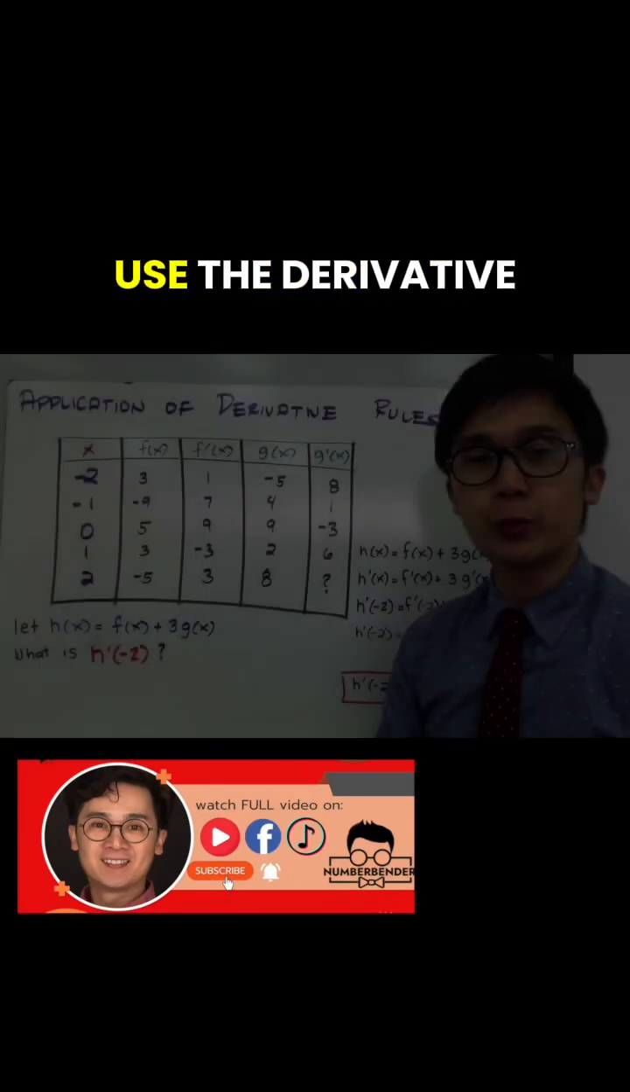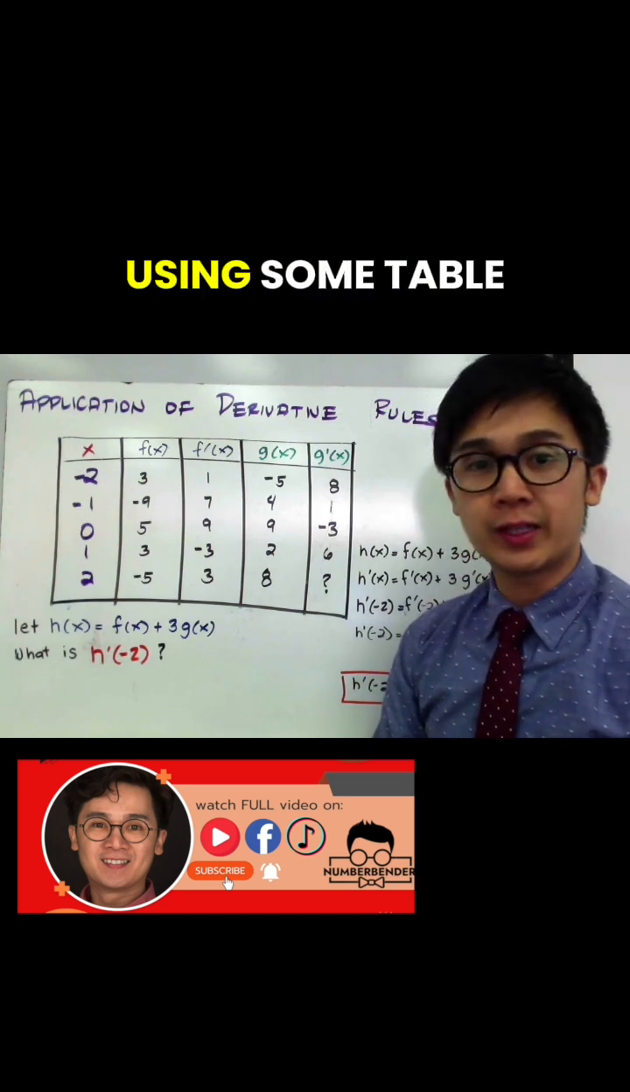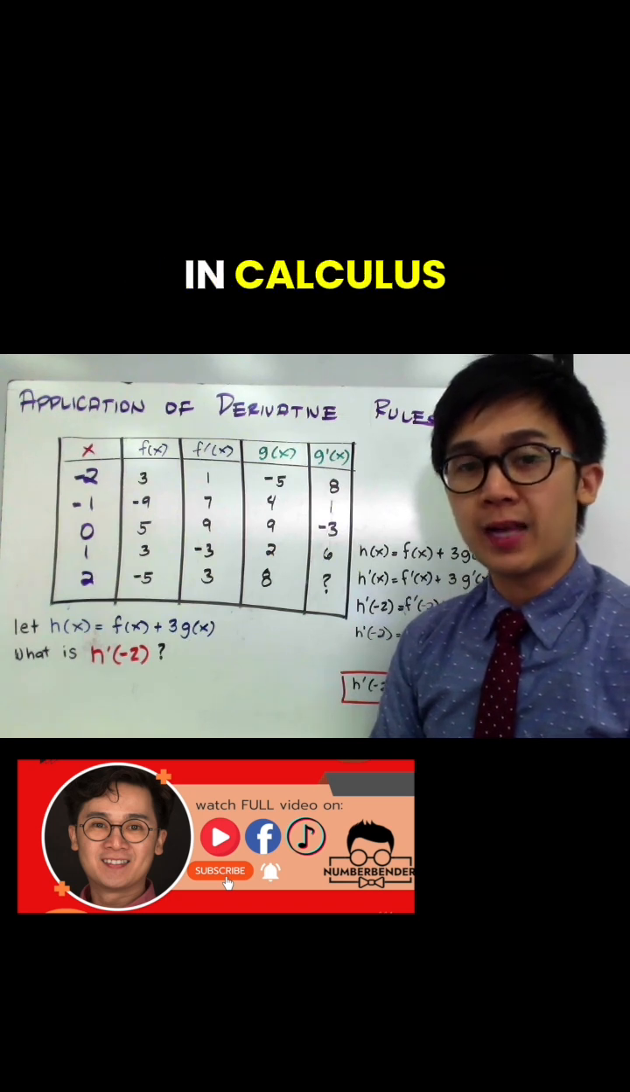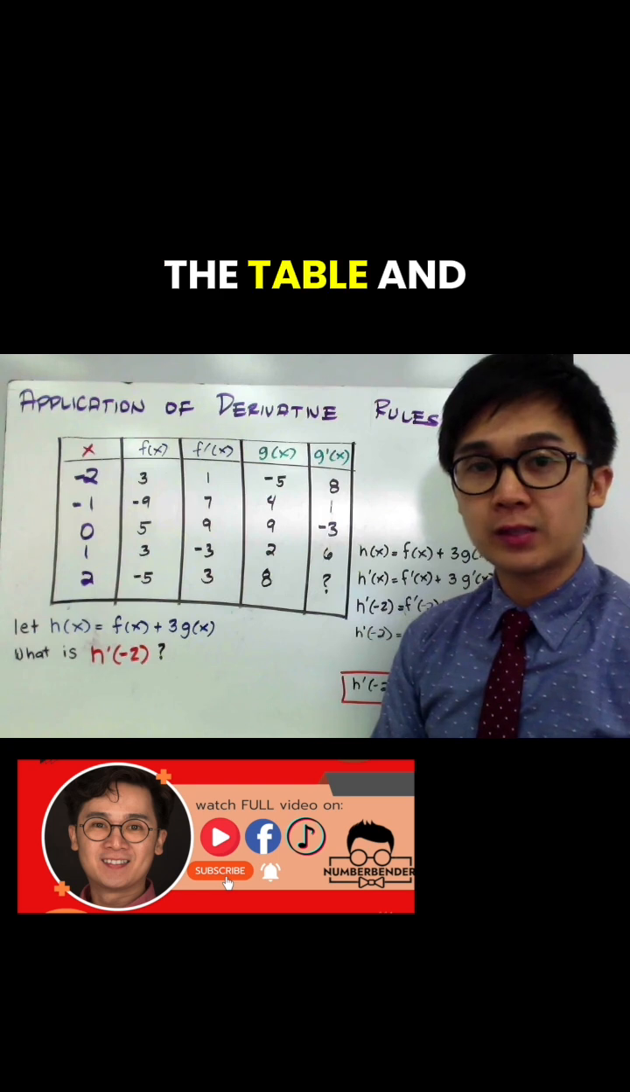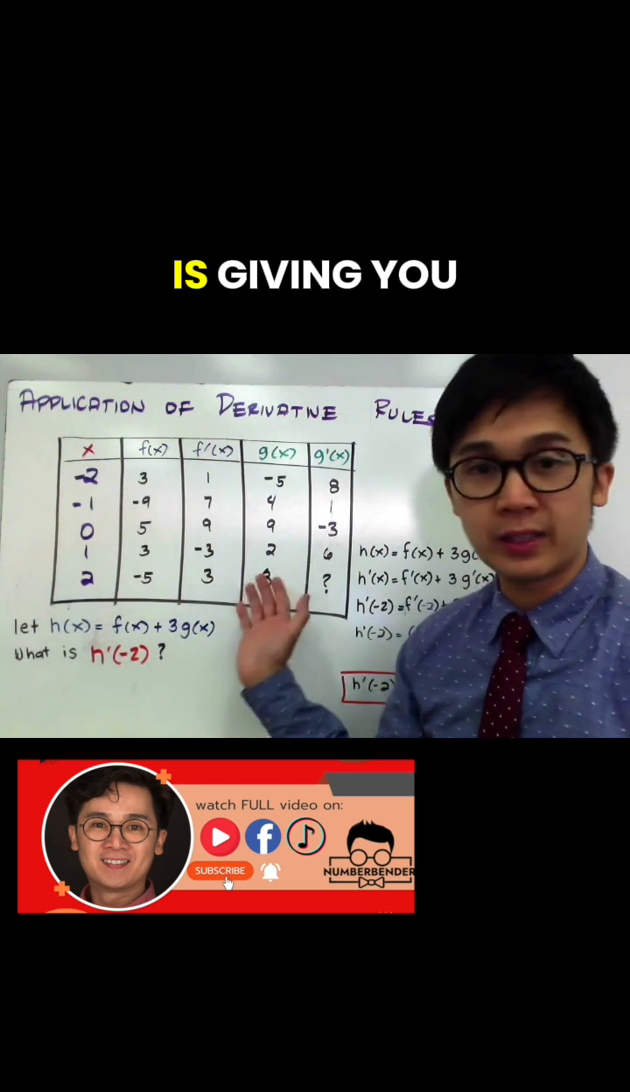Today we're going to use the derivative rule in finding the derivative of a function using some table of values. Now, before you can answer this type of problem in calculus, you need to first look at the table, study the table, and think of what the table is giving you.